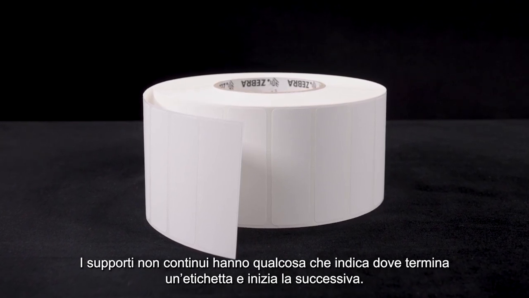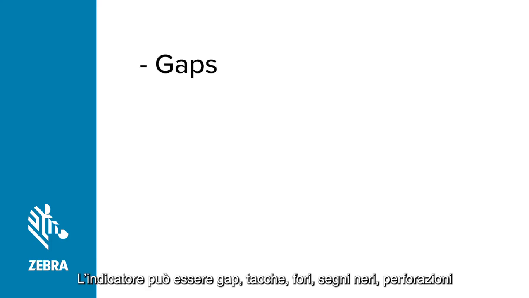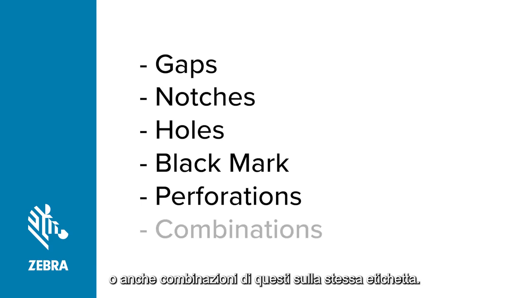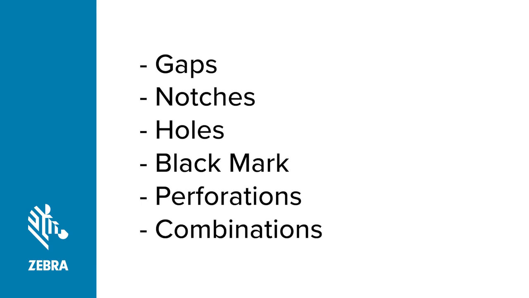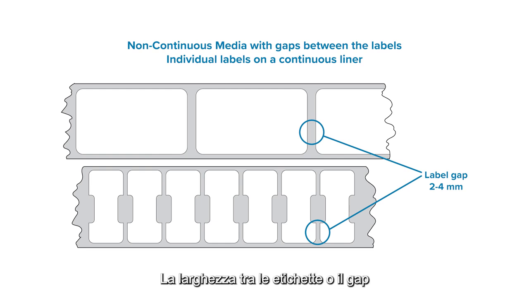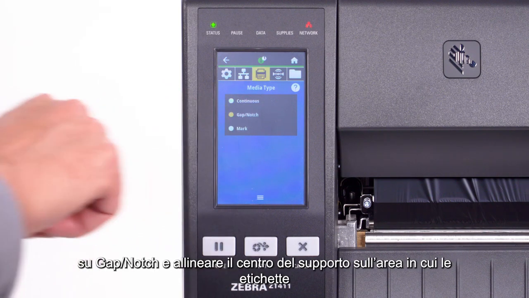Non-continuous media has something to indicate where one label stops and the next one starts. The indicator can be gaps, notches, holes, black marks, perforations, or even combinations of these on the same label. Non-continuous web labels are individual labels on a continuous liner with gaps between labels. The width between labels, or the gap, should be from 2 to 4 millimeters. When using this type of media, you will need to set your sensor to gap notch and align the media sensor over the area where the labels are closest to each other.